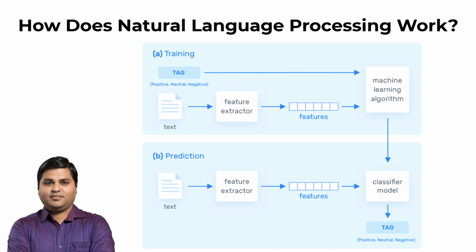Once the computer has learned from lots of examples, it can then read new sentences and make guesses about whether they are positive, negative, or neutral. This part is called testing or using the model.